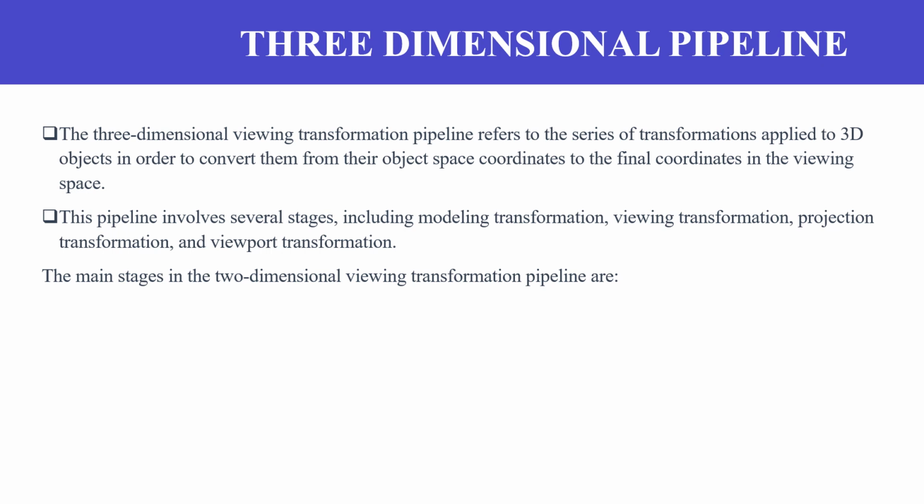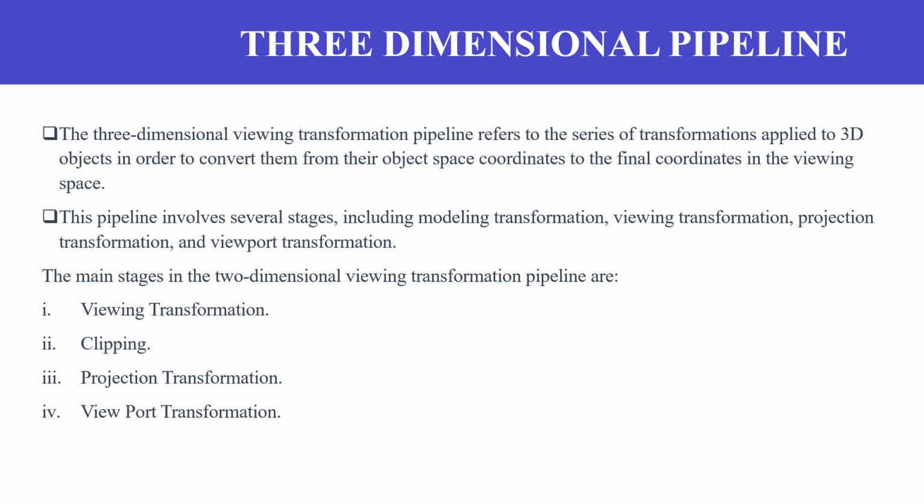Now let us see what are the main stages in the two-dimensional viewing transformation pipeline. Basically, it consists of viewing transformation, clipping, projection transformation, and viewport transformation.